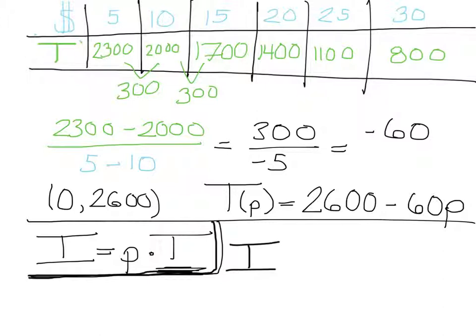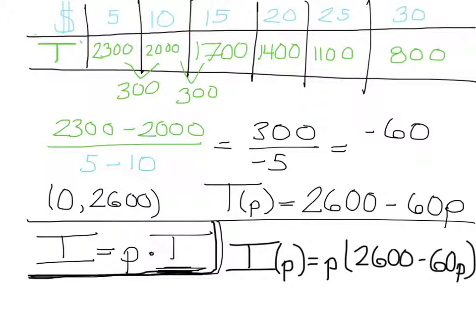So income, as a function of the price of your tickets, is going to be p times 2,600 minus 60p. This is a nice situation where if you wanted to determine your total income, you could simply put in the price, and this function would spit out how much money you would make.